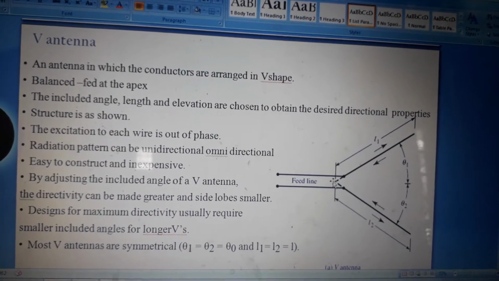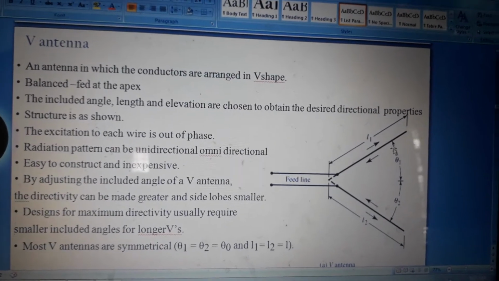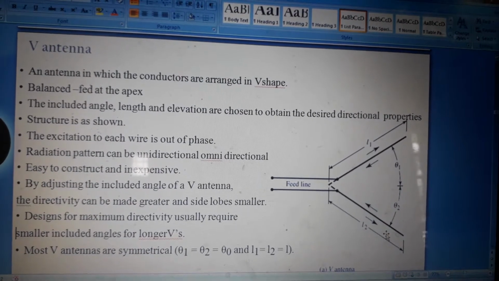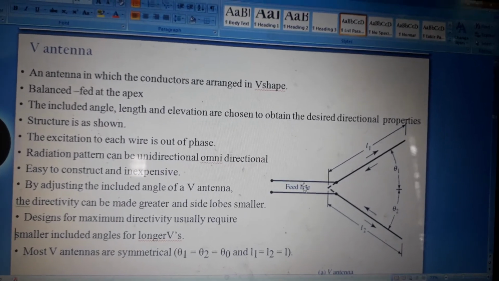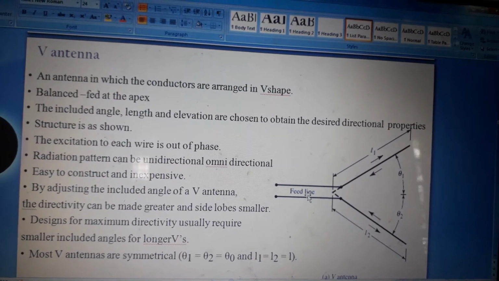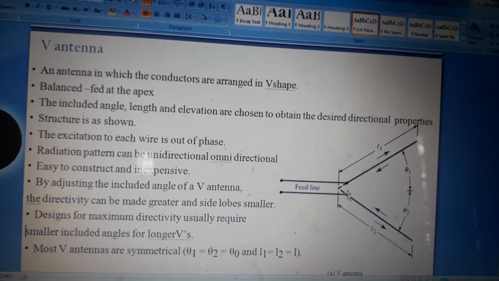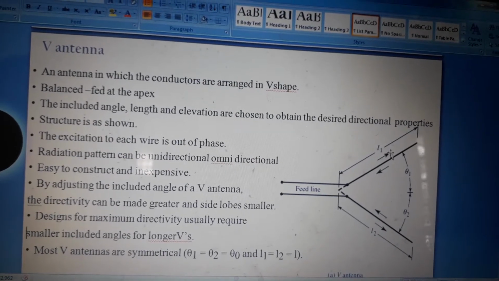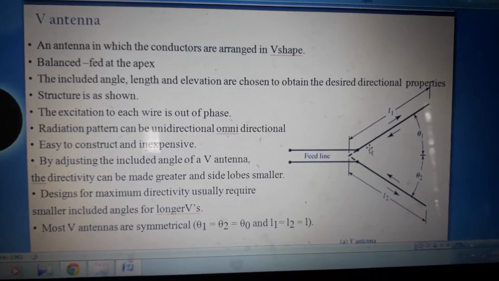There is a balanced feed at the apex. Here we can see a feed line. Two conductors are arranged in V shape and there is a balanced feed at the vertex. Here the feeding is balanced type, so we can say the balanced feed at the apex, and the included angle, the length and the elevation are chosen to obtain the desired directional properties.